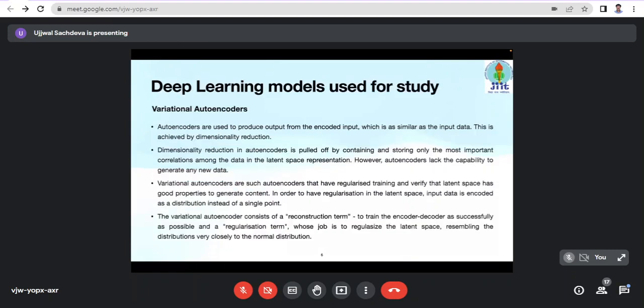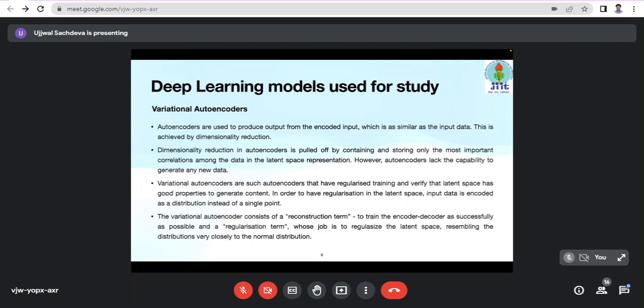Now, let me introduce the deep learning models used for the research. The first one is variational autoencoders. Autoencoders are used to produce output from the encoded input which is as similar as possible to the input data. This is achieved by dimensionality reduction. Dimensionality reduction in autoencoders is pulled off by containing and storing only the most important correlations among the data in the latent space representation. However, autoencoders lack the capability to generate any new data.